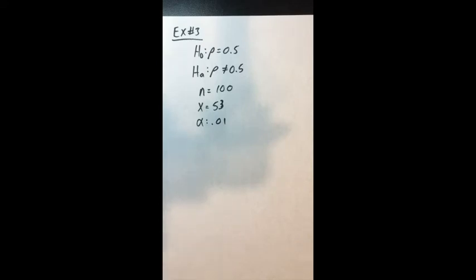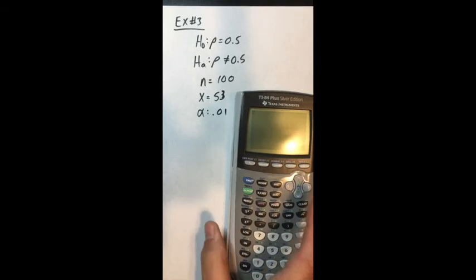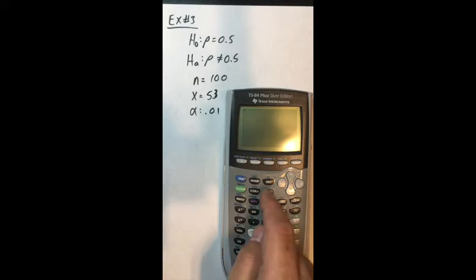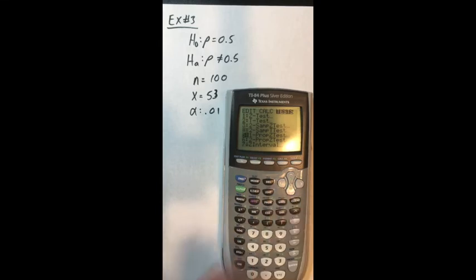Example 3 gives us the first chance to test a proportion. With proportions, once you've identified that you're dealing with a proportion and you've established what the null and alternative hypotheses are, then the nice thing is there's no decision to make about what distribution you're using. It's got to be one prop z-test. That's the only one we can ever use with proportions. So to find that, we go to stat, we go over to tests, and we're looking for one prop z-test, which is number 5 on my TI-84 Plus.